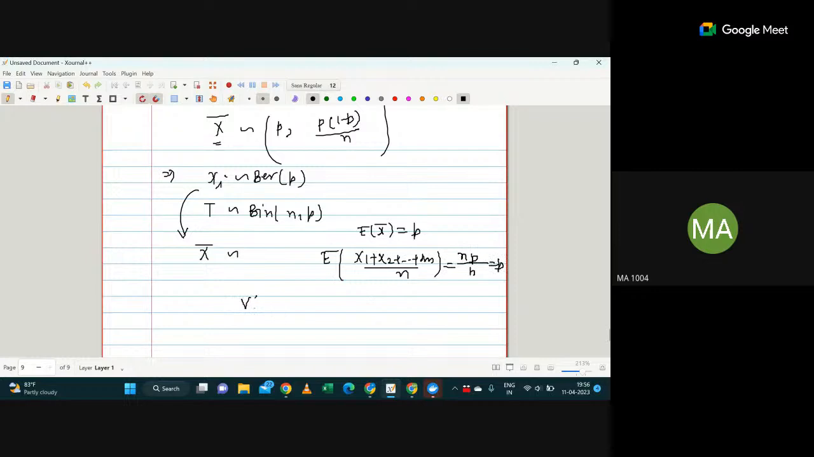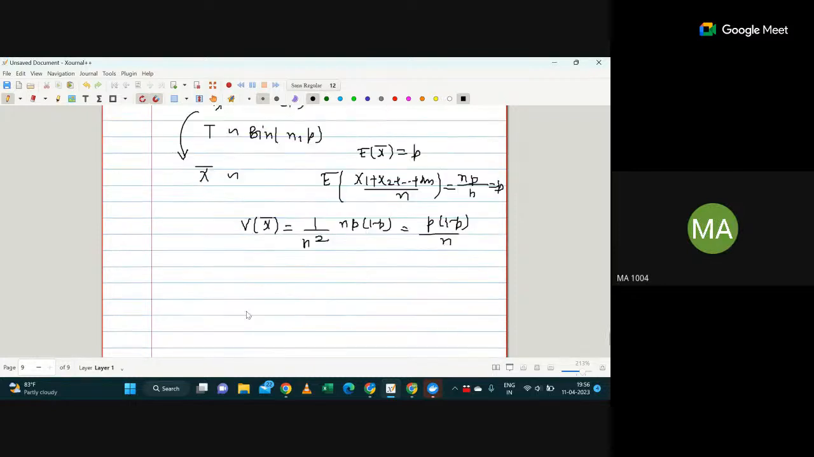What will be the variance of x bar? 1 upon n squared times np(1 minus p), correct? So I will get p times (1 minus p) divided by n, right? So when n is large, by the CLT, I can write that x bar follows normal with mean p and variance p(1 minus p) divided by n. Now is it clear? Yes, sir.